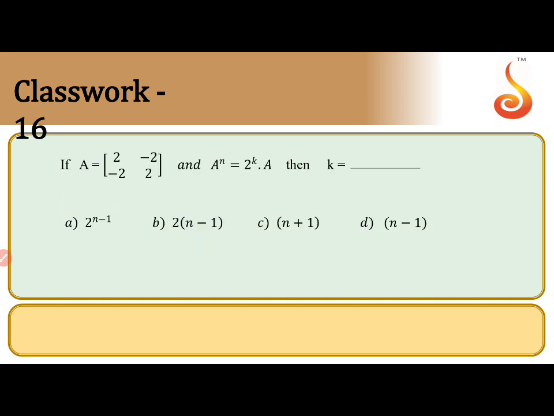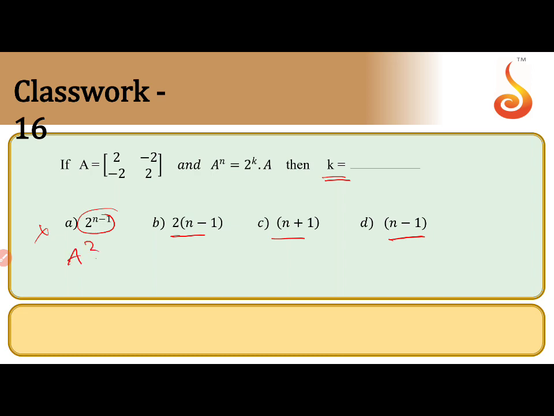So next one. A equals 2, minus 2, minus 2, 2, and a power n equals 2 power k into k. Then what is the value of k? So just check it here. Here k is not 2 power n minus 1, this is ruled out. Only two options remain. It is not possible to get 2 power n minus 1, and the only choice is to get 2 power something here. So the something we can calculate.